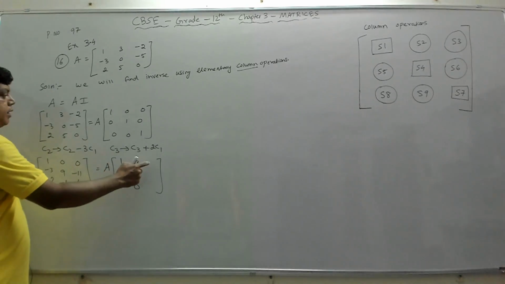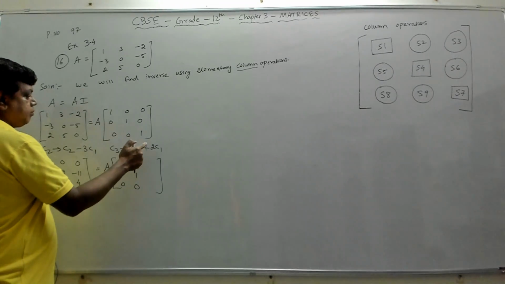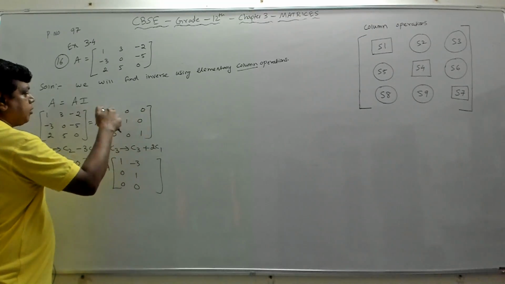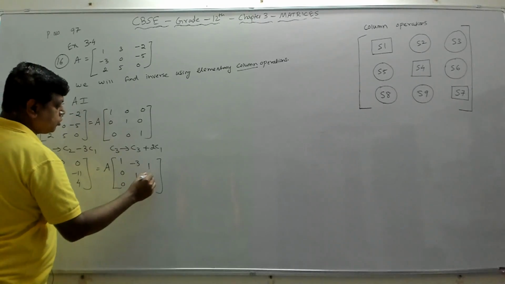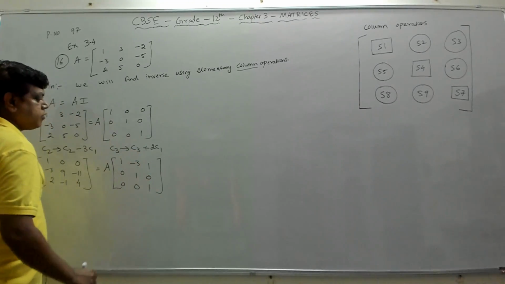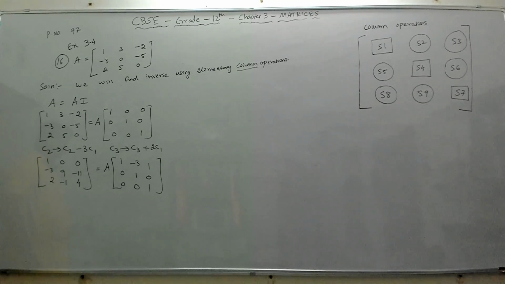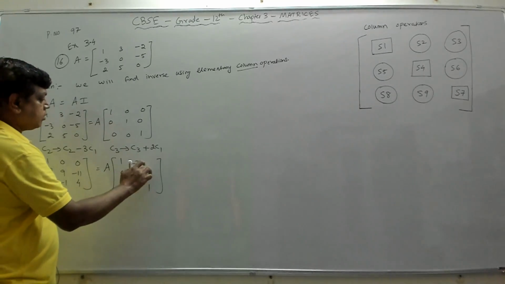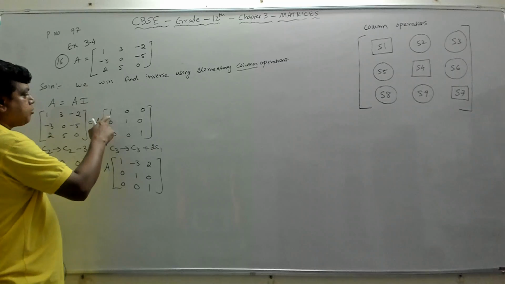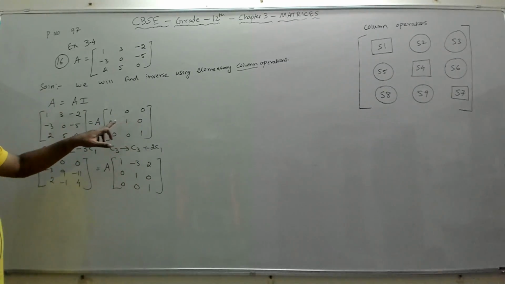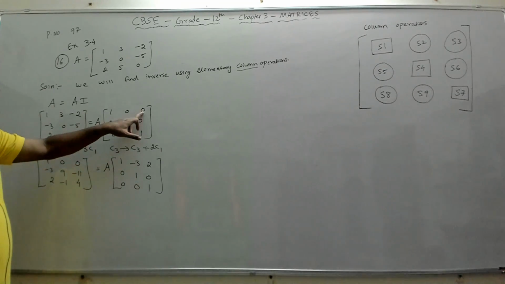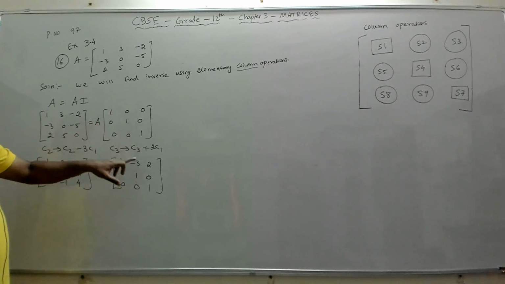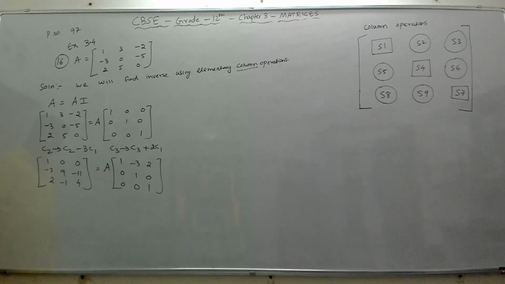Then similarly apply here. You will get C3 is C3 plus 2 times C1. So 0 plus 2 times 1 is 2. 0 plus 2 times 0 is 0. 1 plus 2 times 0 is 1. And here 0 plus 2 times 1 is 2. Fine.